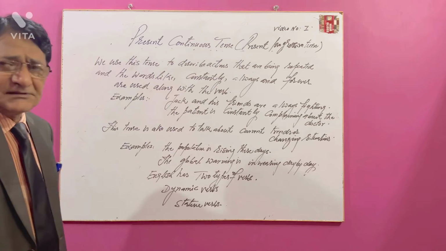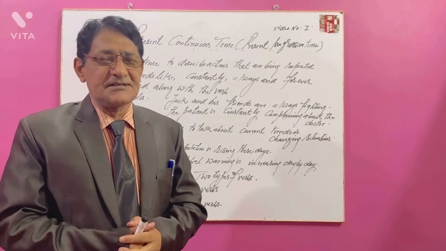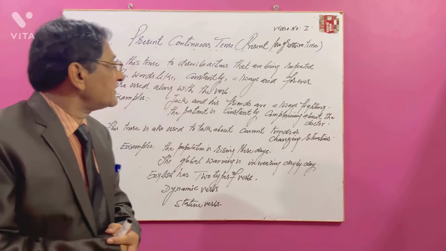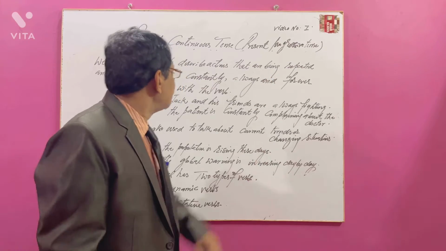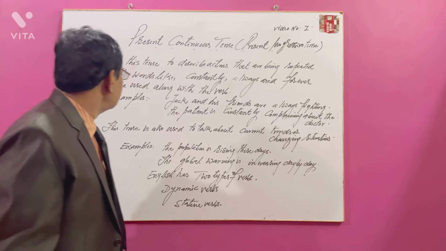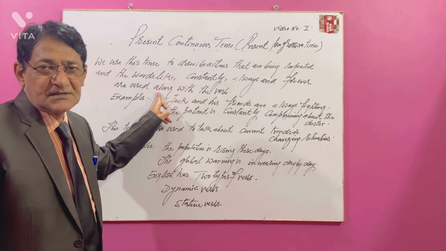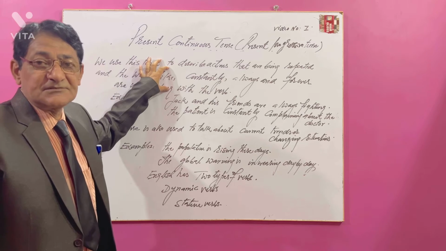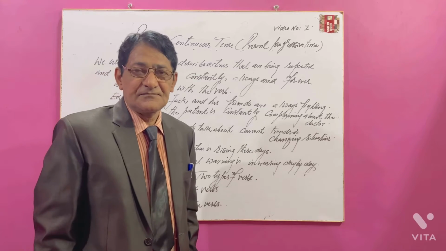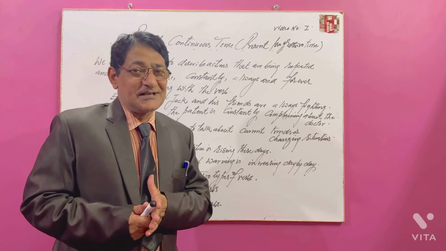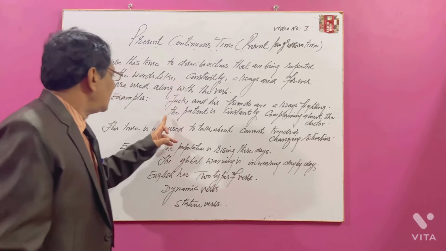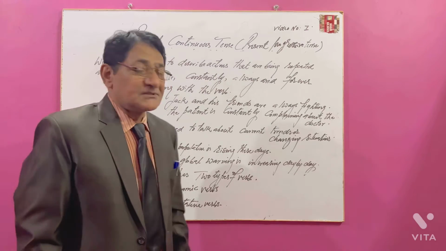Here, this tense has got multiple uses in different contexts and situations. We use this tense to describe actions that are being repeated, and words like constantly, always, and forever are used along with the verbs. This is also another use of the present continuous tense. Examples: Jack and his friends are always fighting. It means that they don't necessarily fight at the time of speaking, but they are always fighting. The patient is constantly complaining about the doctor.